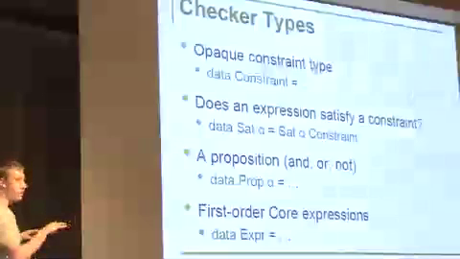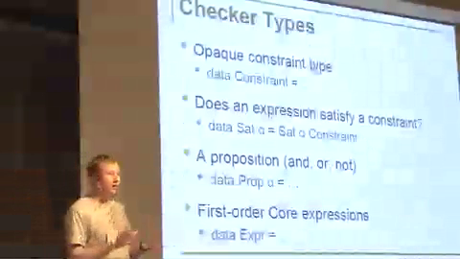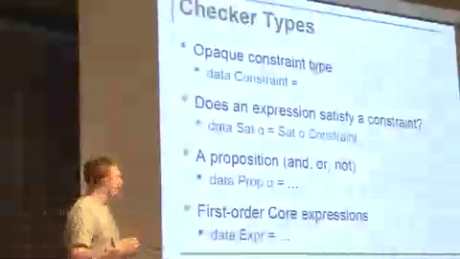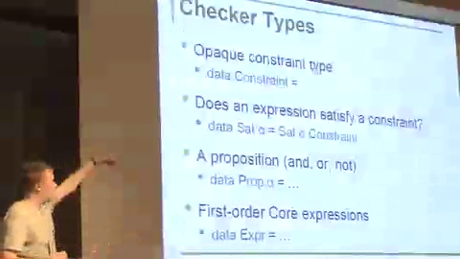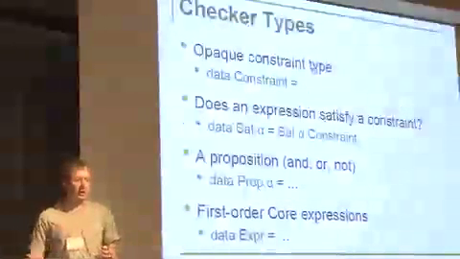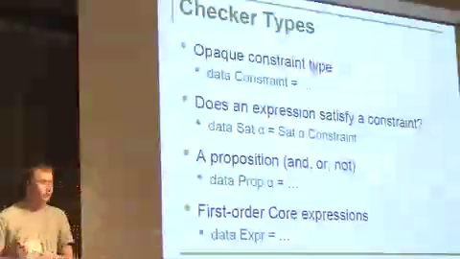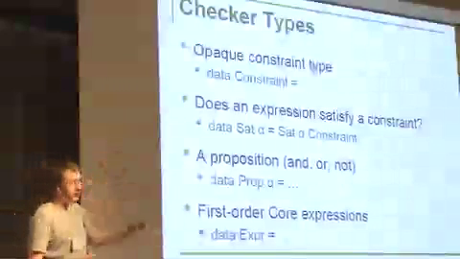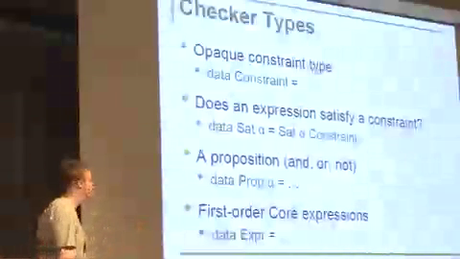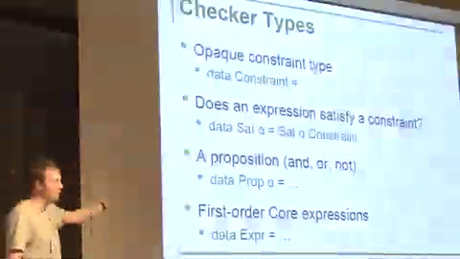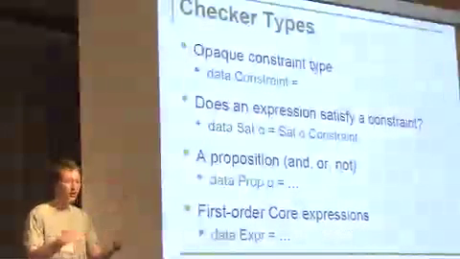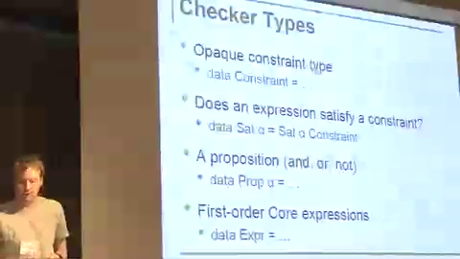So I'm just going to very briefly mention the types that are flowing around these checkers, how these are encoded, so you can get a more concrete understanding of how Calch might work. So you have constraints. Constraints are opaque to the checker, but are defined by the constraint system. You have satisfaction: does this value satisfy this constraint? And I also have a simple first-order core language data type and a proposition type doing the usual and, or, not style stuff.